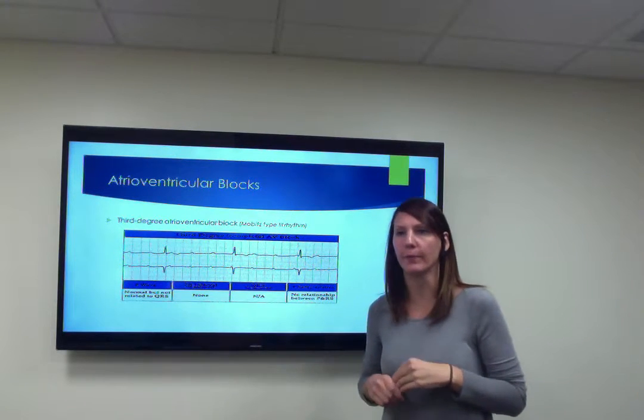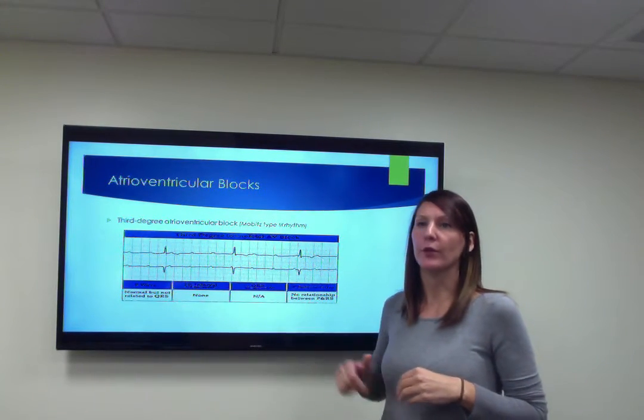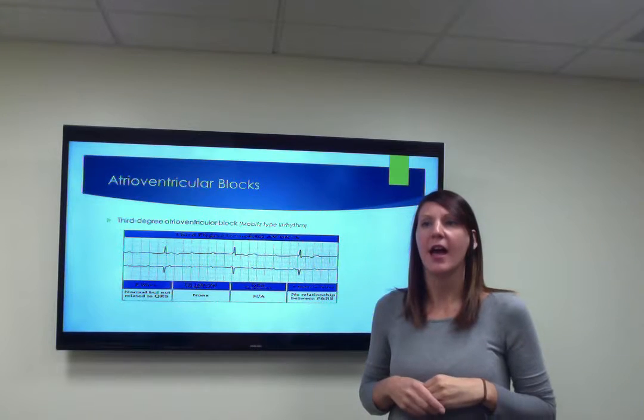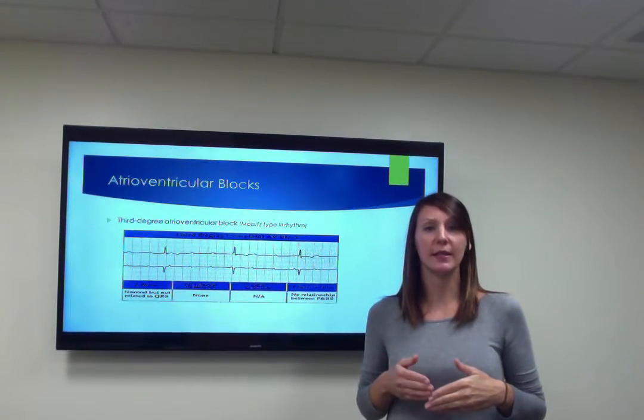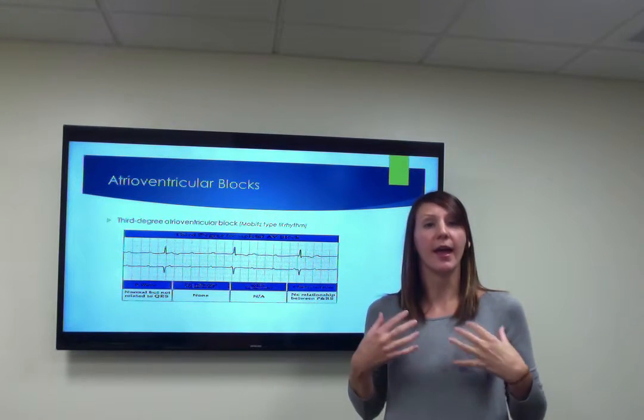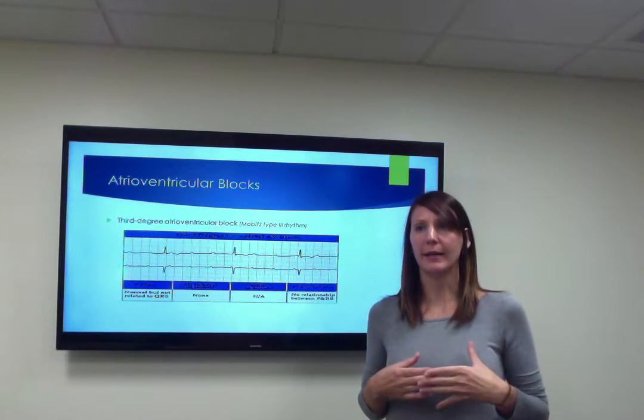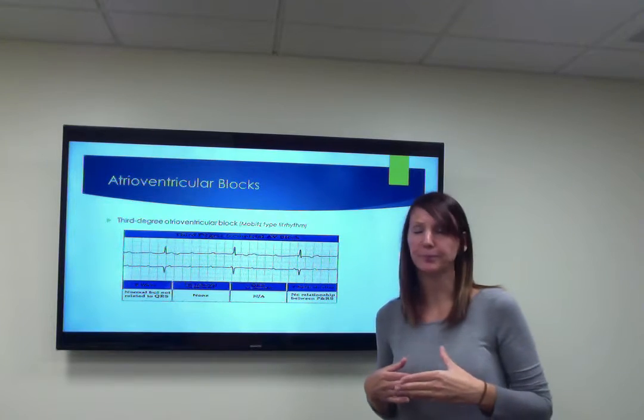Complete heart block actually can result in sudden cardiac arrest and death. This heart block is often a medical emergency. You may see these patients being put on external pacers. You'll probably end up with a pacemaker as well.